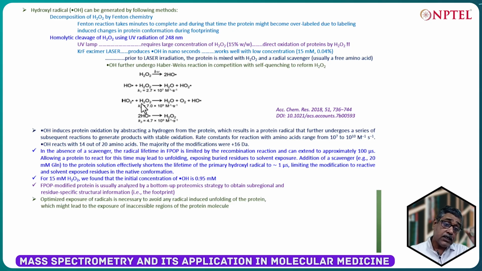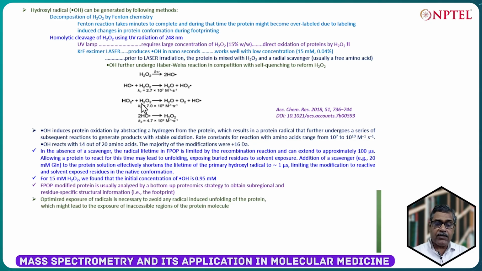and the majority of the modifications lead to addition of 16 Dalton. In the absence of a scavenger, the radical lifetime in FPOP is limited by the recombination reactions, like the recombination of 2 OH dot forming back H2O2, and can extend up to 100 microseconds. Now, allowing a protein to react for this time, leaving the protein in the radical environment for 100 microseconds, may lead to unfolding, exposing buried residues to solvent molecules.